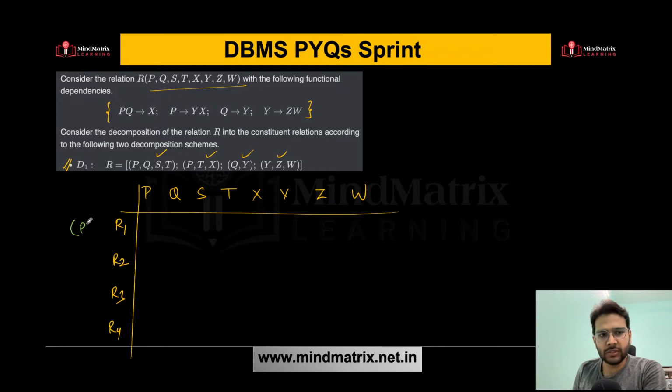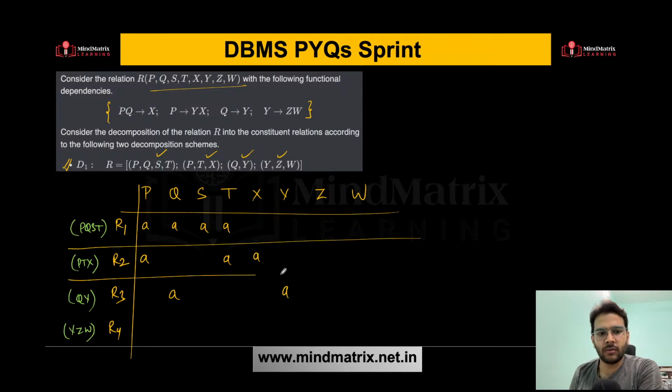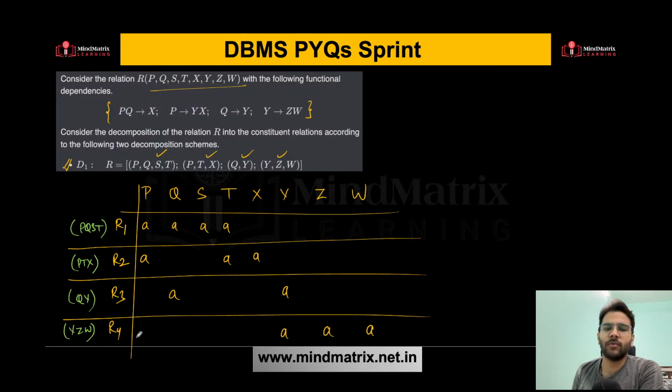So this is your PQST, this is your PTX, this is your QY, and this is your YZW. Now the same thing we have to do as we did in the previous question. So if you see PQST, wherever we have these attributes, just mention A over that. Just fill the entries of A in those columns. Similarly here PTX, QY here, and here YZW. Clear so far? Any doubt, anyone?